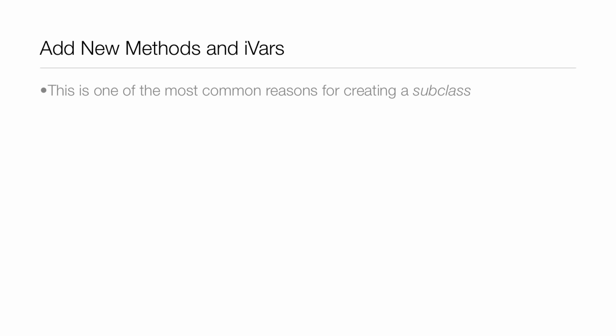So let's say you have this superclass, and in one situation, some part of your program needs a little bit more functionality. So you can create a subclass with that needed functionality, and then whatever part of your program needs that functionality uses that subclass, while the rest of the program that doesn't need that extra functionality still works with the superclass.